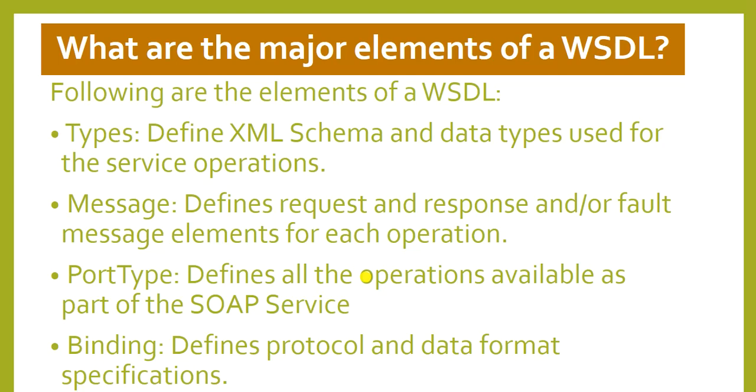So the major elements of a WSDL are types, which defines the XML schema and data types used for the service operation. And these types exist only in case of a document style WSDL, not for an RPC style WSDL. The next element is message, which defines request and response, and also we can have a fault message for the fault responses that will be sent from the server to the client. And we have port type, which defines all the operations available as part of the SOAP web service. So this port type will act as an interface containing all the operations which are part of that WSDL. And then we have binding, which defines protocol and data format specifications.